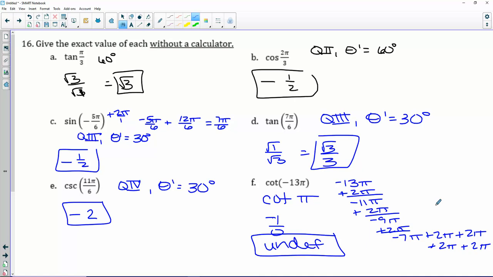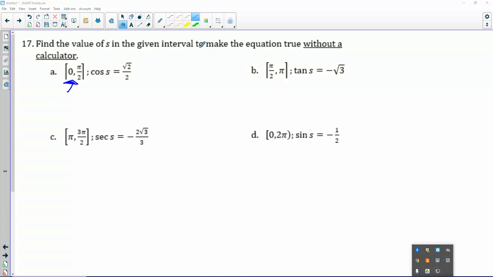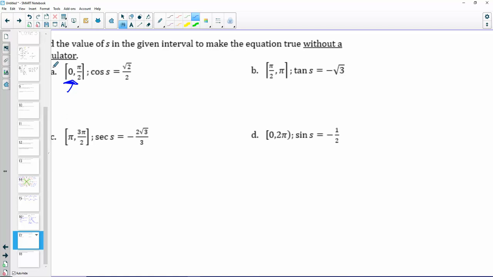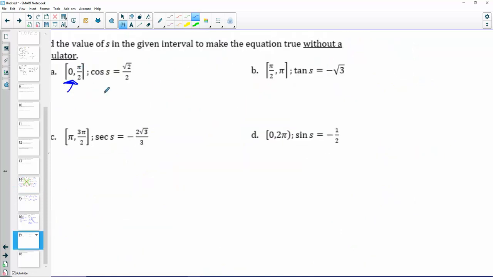Can we go ahead and talk about 17 and just make sure we're all thinking along the right lines while we're heading this direction? So if I say 0 to pi over 2, what's that telling me? Quadrant 1. So 0 to pi over 2, that's quadrant 1. So you could use your circle. Cosine is the x. You know you're looking in the first quadrant. When is x pi over 2? And we can see right here, it's at pi over 4. I need to give the radians because this is in radians.